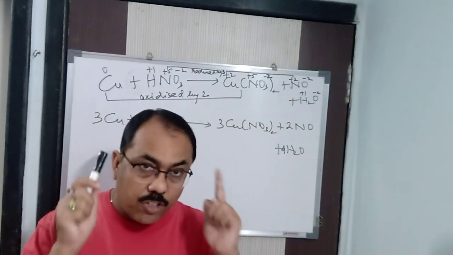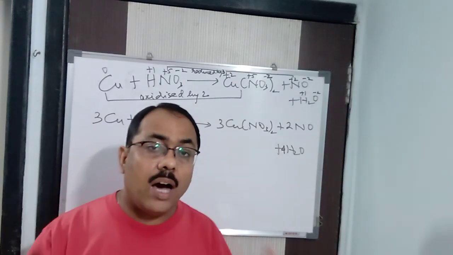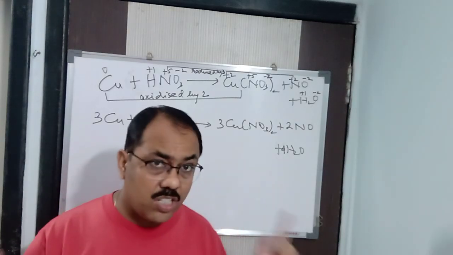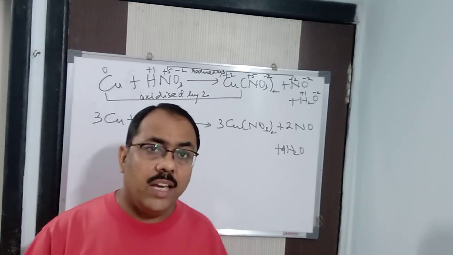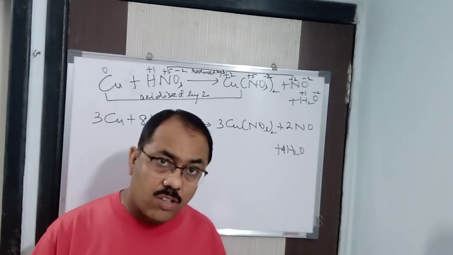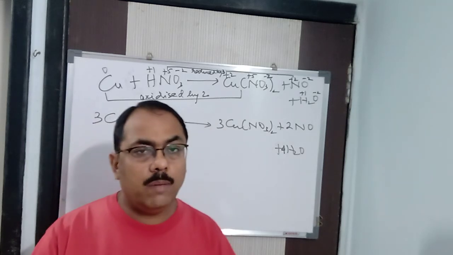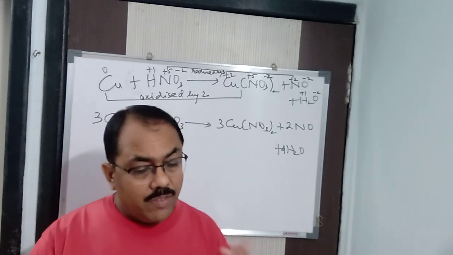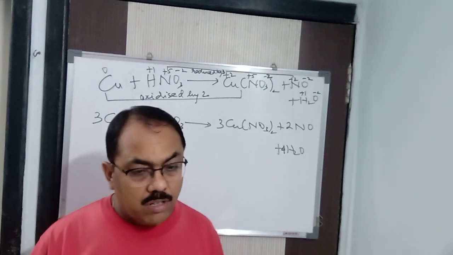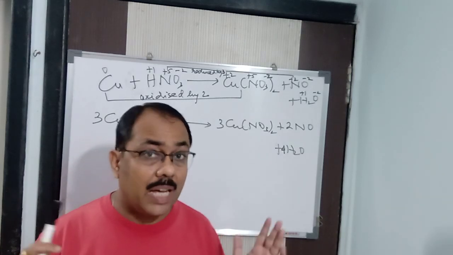The thing you have to keep in your mind is that you are balancing it. First find the oxidation number. Then you see which is getting oxidized and which is getting reduced, and by how much it is getting oxidized and how much it is getting reduced. Then you multiply by the alternate number. But when you are multiplying, you must remember that you are balancing it.